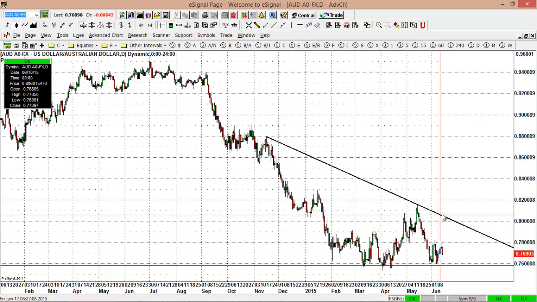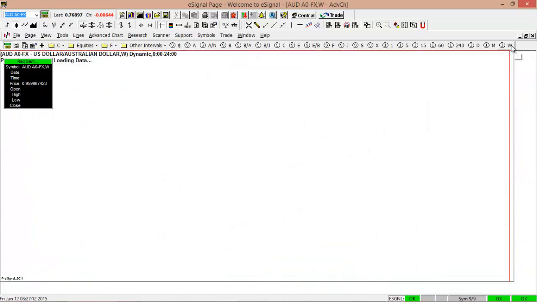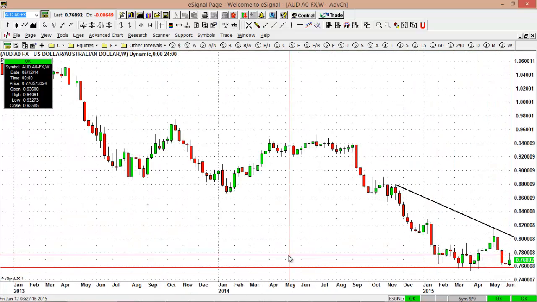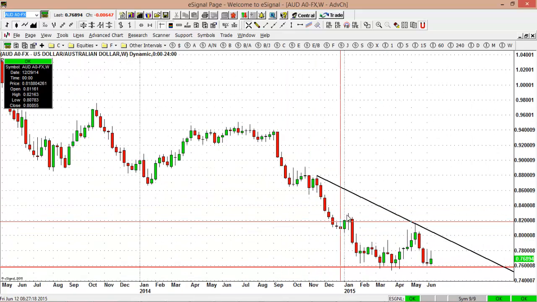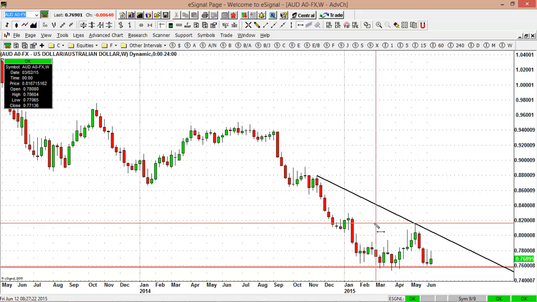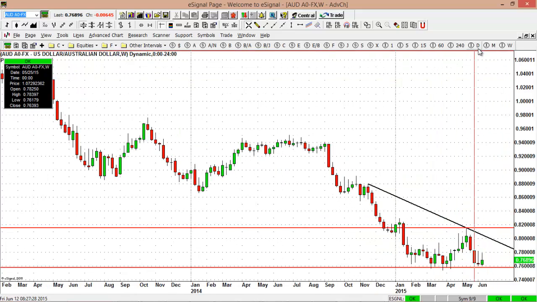A close above 82 will signal to me that the Australian dollar has started to reverse, and we could be entering a bullish couple of trading months in the Australian dollar if we do close above that 82 level that you can see here.